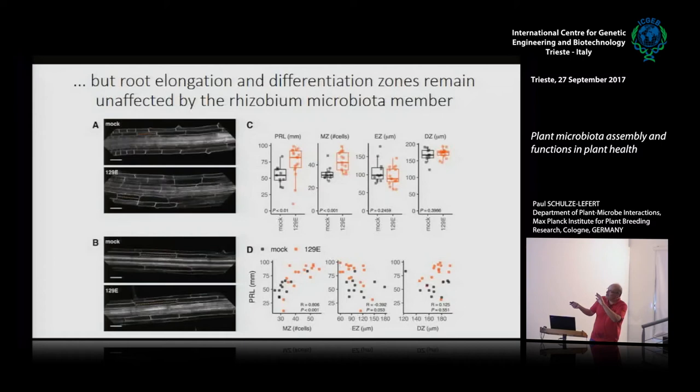And I skip this. This is a more detailed analysis where we looked at the neighboring cells. These are the so-called elongating cells and differentiated root cells. There's no significant difference. It's really very specific that these rhizobia interfere with the root stem cell homeostasis.